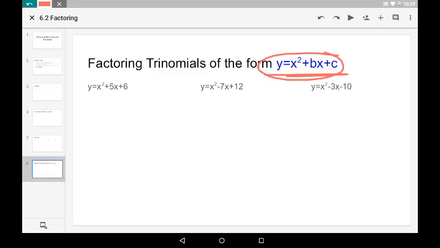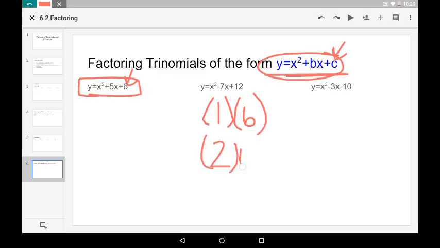So you need to look at the two numbers that you have, the b value and the c value. Let's look at this equation right here. y equals x squared plus 5x plus 6. The c value, which is 6 in this example, you have to think about what two numbers multiply together to get 6. So we could multiply 1 and 6, or we could multiply 2 and 3, and that's it. Those are the only factors of 6.